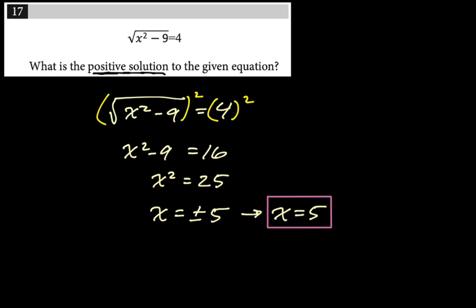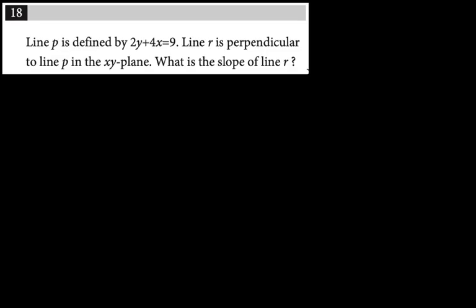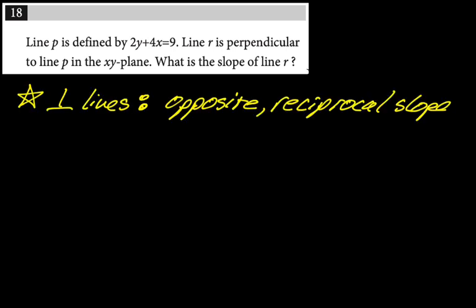Let's take a look at the next question. Line P is defined by 2y plus 4x equals 9. Line R is perpendicular to line P in the xy plane. What is the slope of line R? Okay, R is perpendicular to P, so we need to know what relationship perpendicular lines have.